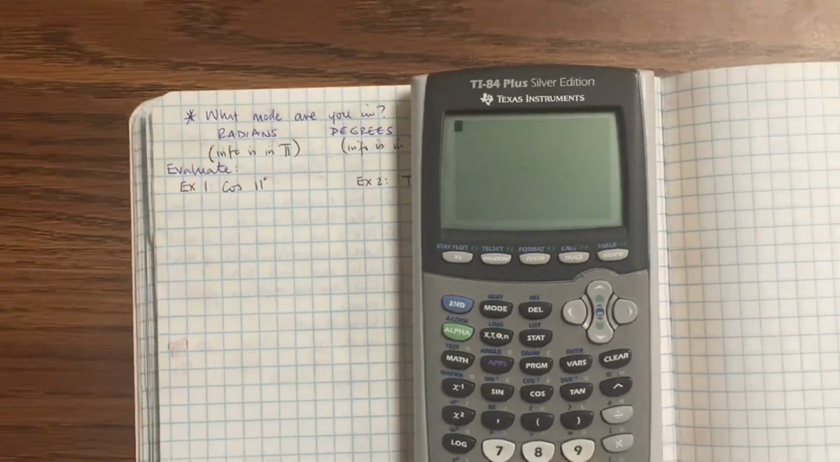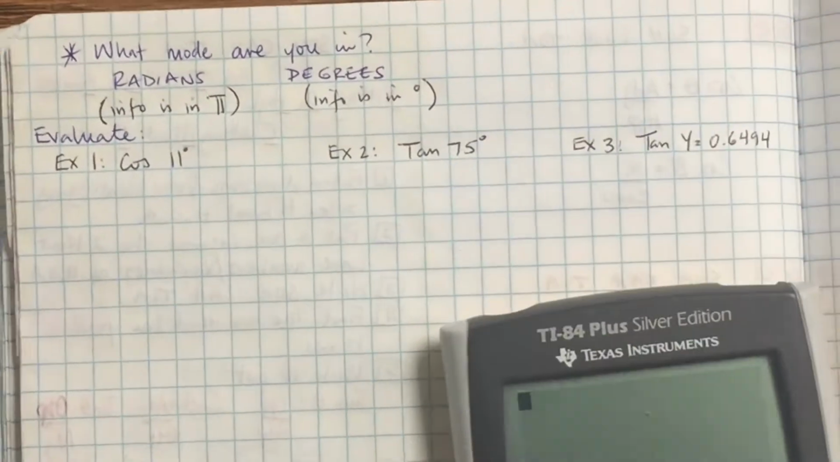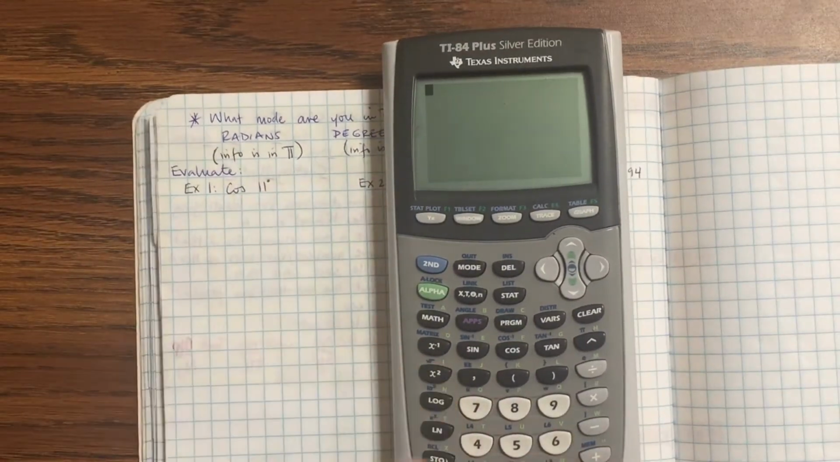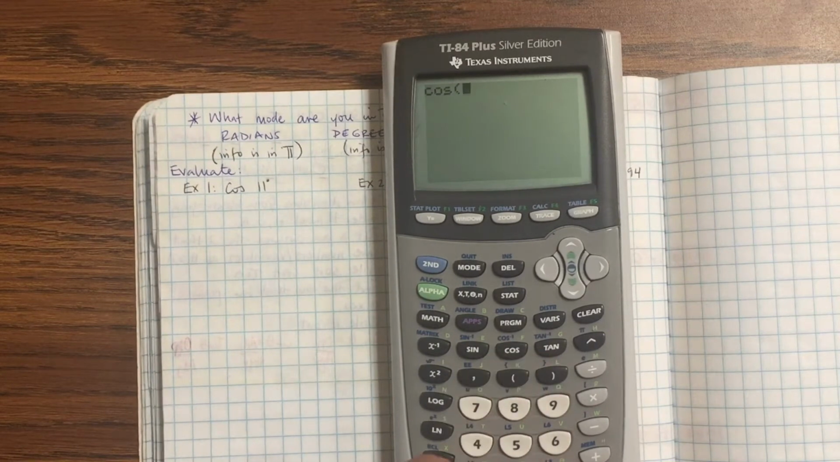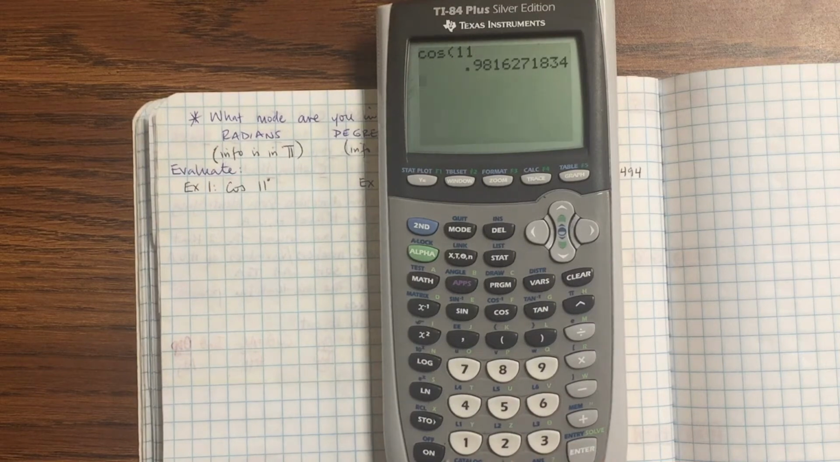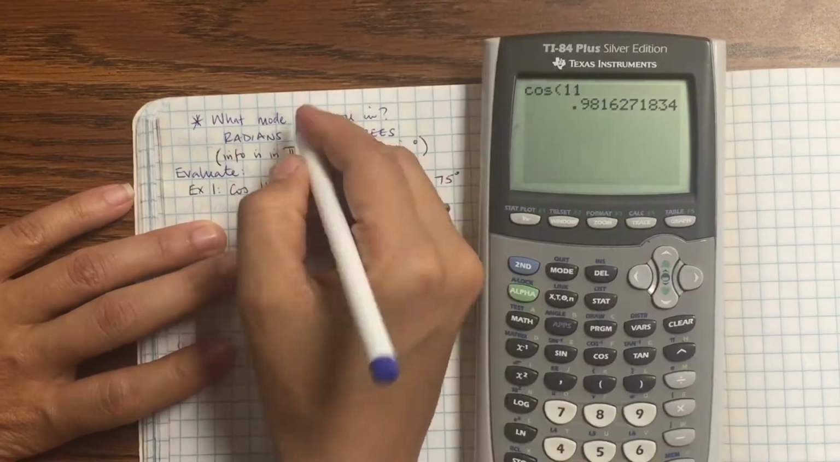Alright, so then you're going to go mode, go down to degree, press enter, and then press clear to get out of it. Then all you do is type it in. So cosine of 11 degrees: you type in cosine, you see where it says cosine, it appears, and then you type in 11. You can close the parentheses or just press enter, and that's fine. So cosine of 11 degrees is 0.98.